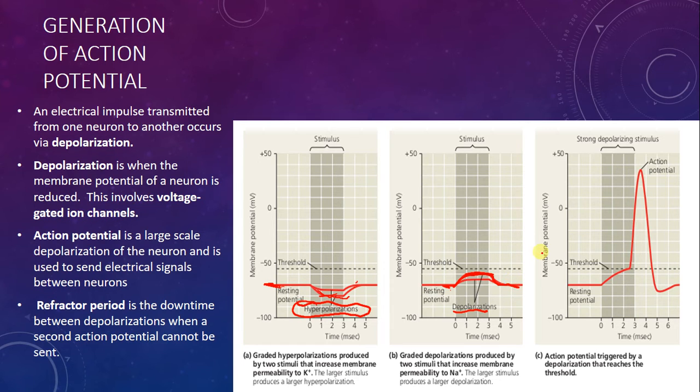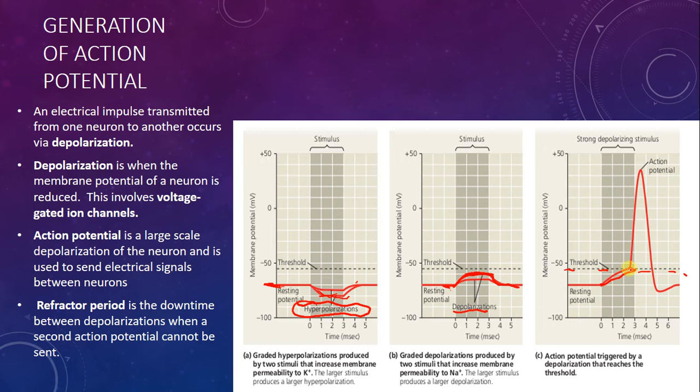When a stimulation of the cell, maybe by the influx of neurotransmitters from the previous cell, causes a depolarization up to a specific threshold, around negative 50 millivolts, we reach what's called a threshold value. At this point, sodium channels begin to open, and as they open, the membrane potential starts to climb.